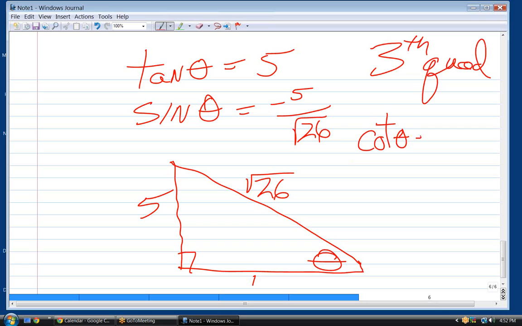Let's see. Wouldn't it be 1 over 5? It would. What else do you need to figure out? Cosine? Yeah. It's negative 1 over the square root of 26, but then it's negative 1 square root of 26 over 26. Okay. Secant?